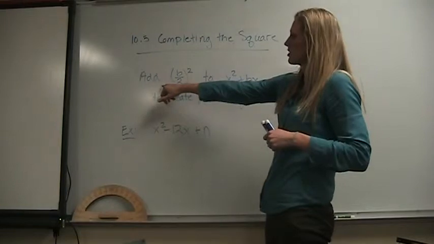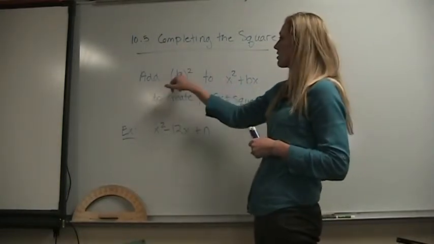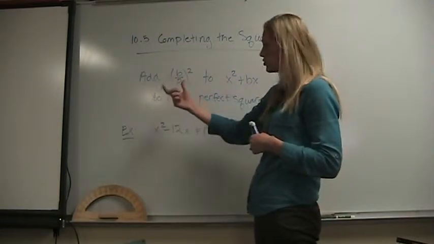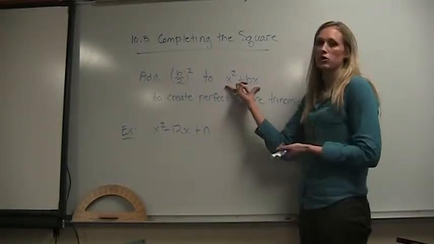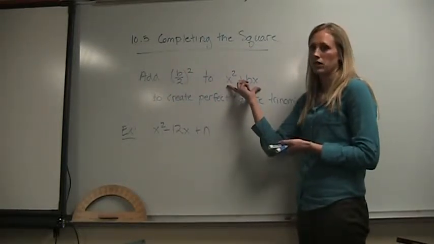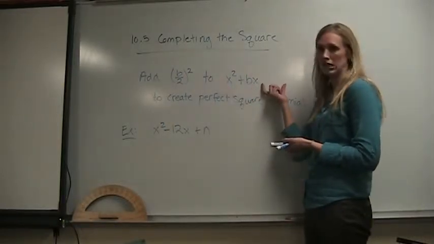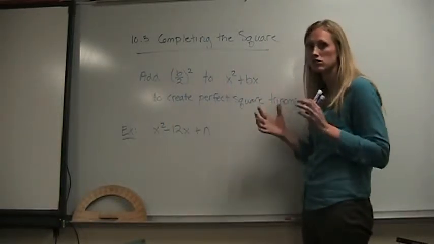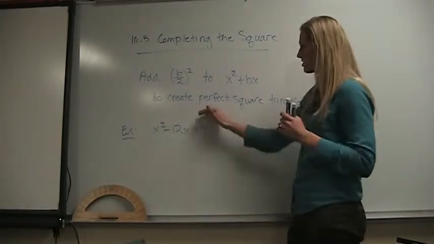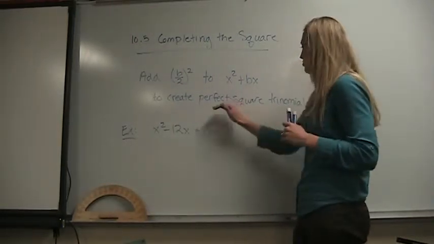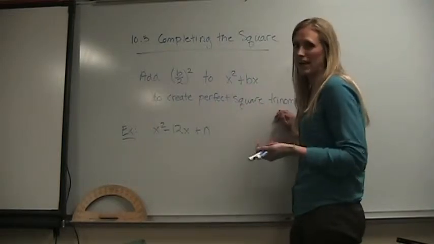Okay? So completing the square, all we're going to do is take whatever our b term is, divide it by 2, square it, and add that to a binomial that has this form, x squared plus bx. So we're essentially adding c, a very special c so that we can factor it, to create a perfect square trinomial. That's all this part means. Perfect square trinomial just means that we can factor it.